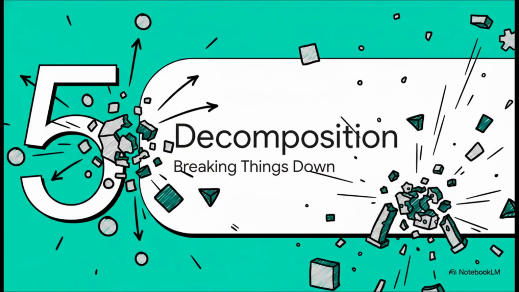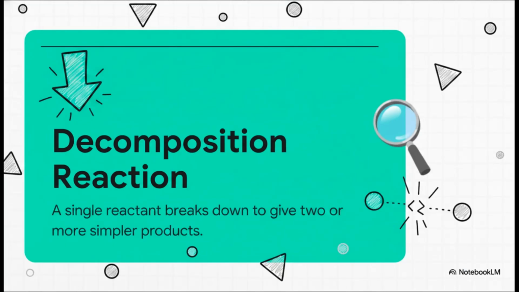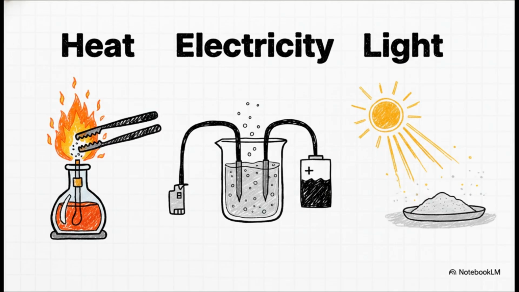Okay, let's jump to Section 5, Decomposition Reactions, breaking things down. So, a decomposition reaction is literally the exact opposite of what we just learned. It's a reaction where a single reactant breaks down to give 2 or more simpler products. Instead of building things up, we are tearing them down. We are breaking chemical bonds apart. And to do this, to break those bonds, we have to supply energy into the system. And we could do that in a few really fascinating ways. Let's see exactly how this works across 3 amazing experiments using heat, electricity, and light as our energy sources.